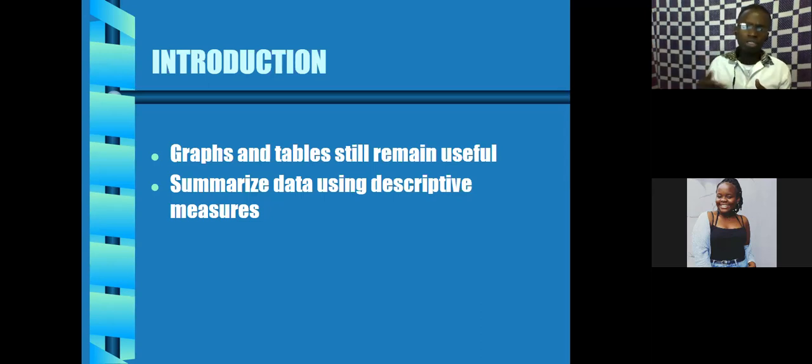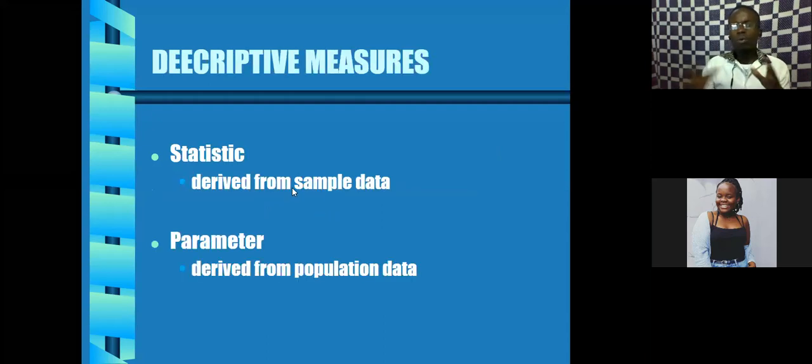Now, when you're calculating measures of central tendency, what you're doing is analyzing, okay? It's part of analysis. Graphs and tables remain useful for presentation. So they do what? They summarize data using descriptive measures, okay? Now, when you talk about data as well, we can talk of it in terms of a statistic and in terms of a parameter, okay?